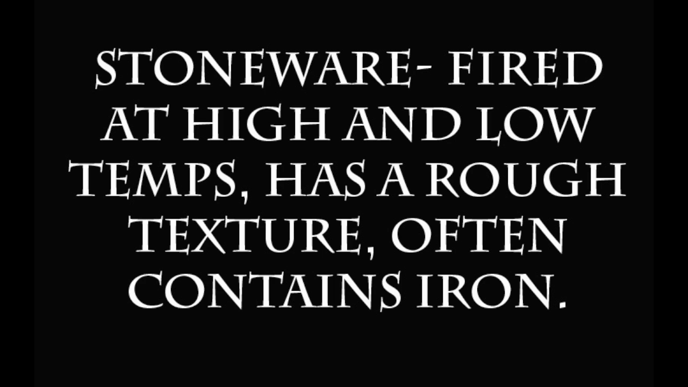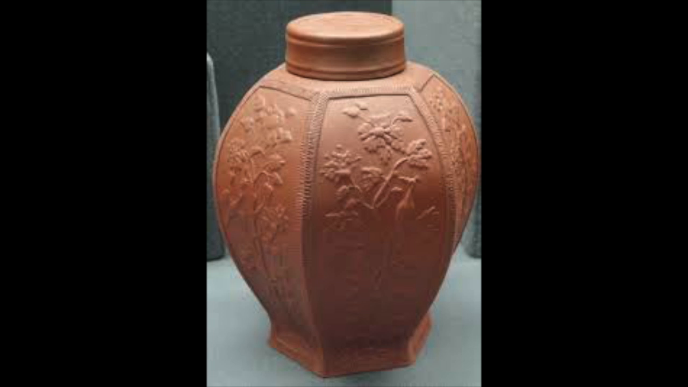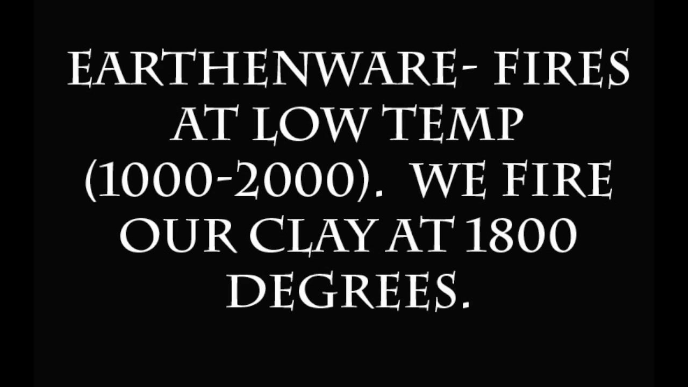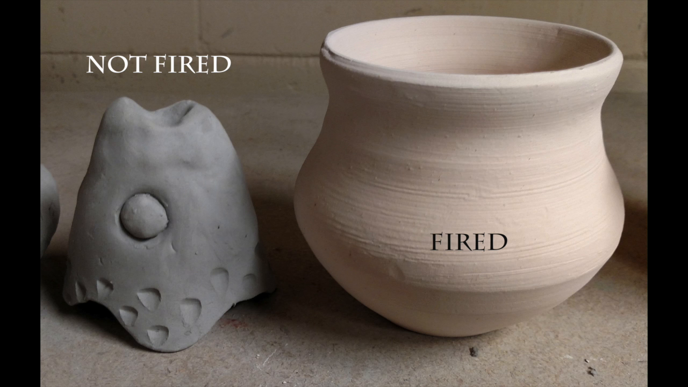Stoneware is another type of common clay. It is sometimes fired at low temperatures and sometimes fired at high temperatures. Stoneware often contains iron, which gives it a red color. Earthenware is the last type of common clay, and it is the kind we use. Earthenware fires at a low temperature, between 1000 and 2000 degrees. We fire our clay at 1800 degrees. It's normally a gray color, but turns white after it's been fired.